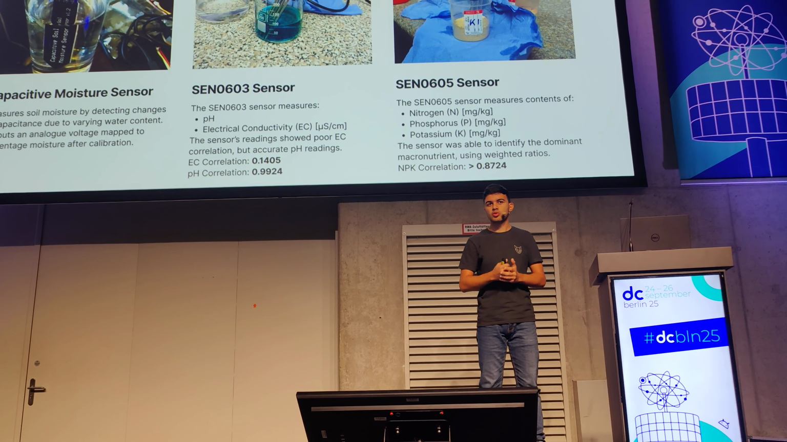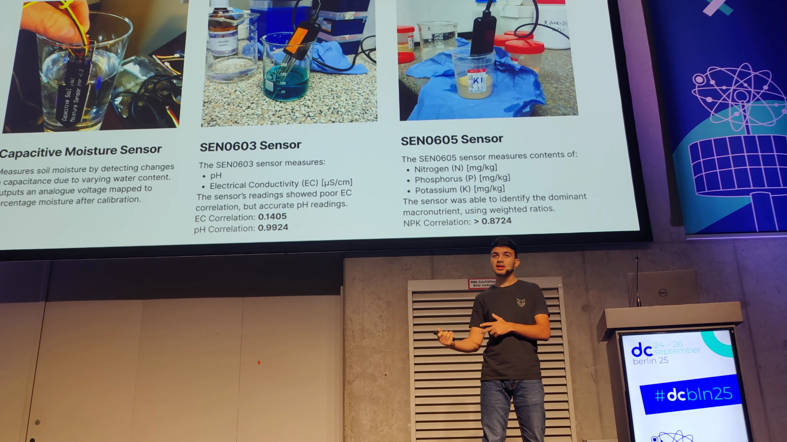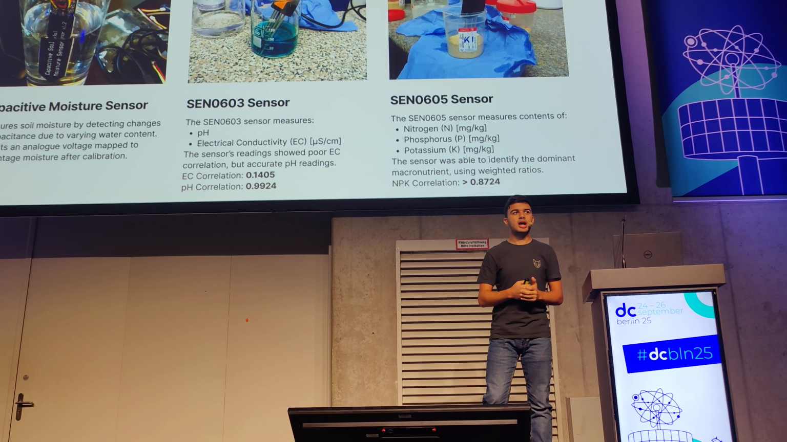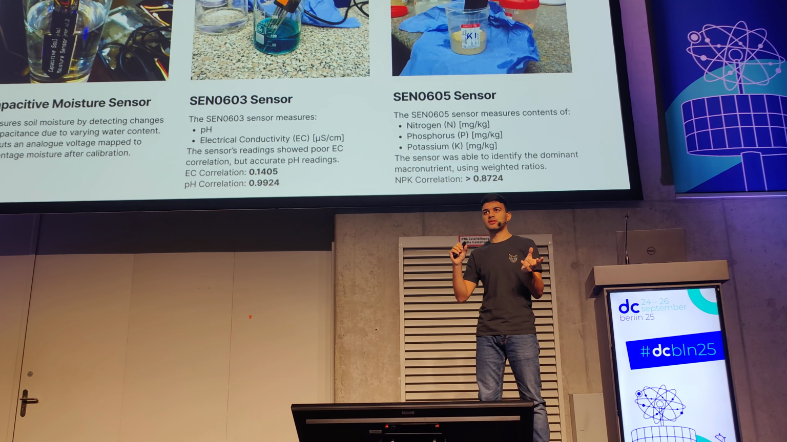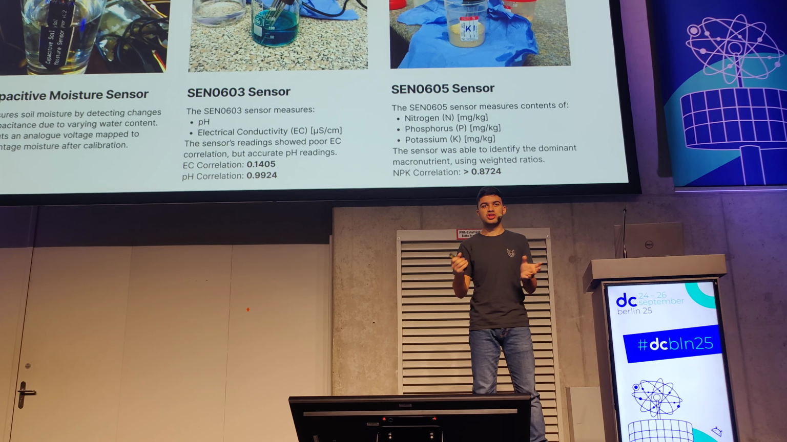Finally, we have the SCN0605 sensor, which is measuring nitrogen, phosphorus, and potassium contents in soil. If we're using fertilizers and also some other chemicals, this is important for us to track contents in ratios. In this case, the sensor promised micrograms per kilogram, but unfortunately, I had to map it with different chemical soil samples so that it is more accurate in terms of ratios to 10.